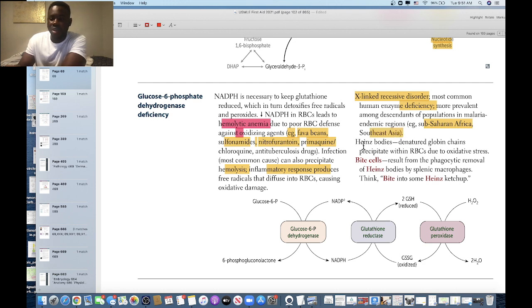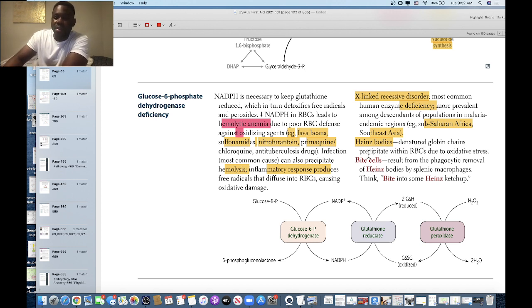On histology of the RBC, you have Heinz bodies. That's denatured globin chains that precipitate within the RBC due to oxidative stress. When we reach it, you have to pause and look at how Heinz bodies look. The globin part of the hemoglobin precipitates and forms a solid thing inside the RBC, and that's the Heinz bodies.